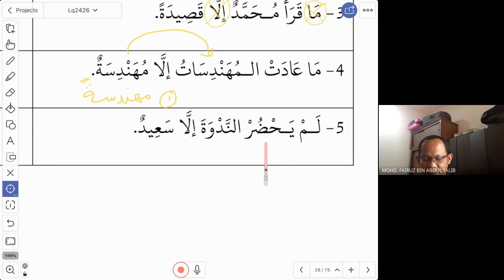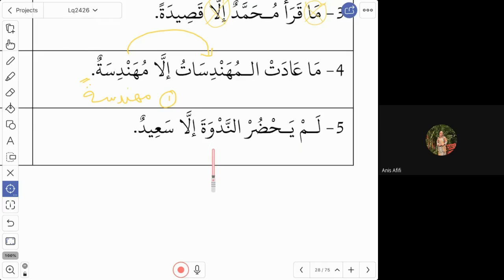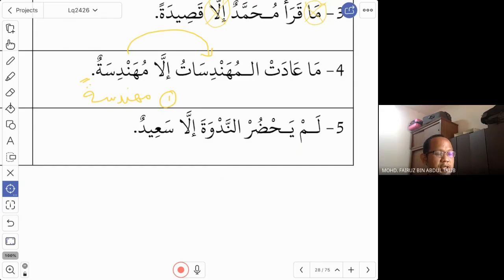Hadara. Who did not attend? Did they mention anybody? No, they did not mention. They just say did not attend the nadwa. Nadwa is like what? A symposium. So did not attend the symposium illa Sa'id, except Sa'id. So the only one who attended the symposium is Sa'id.